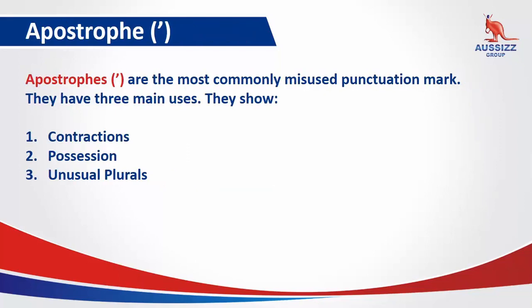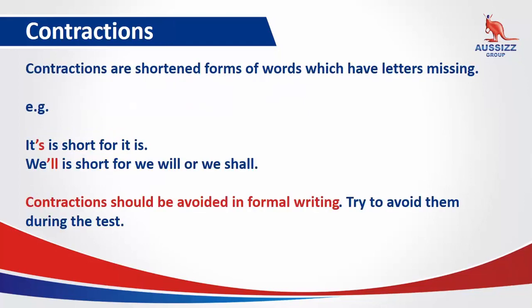Next is an apostrophe. Apostrophes are the most commonly misused punctuation mark. They have three main uses. They're used for contractions, to show possession, and unusual plurals within the English language. For contractions, we use them in order to illustrate that there's some letters missing.